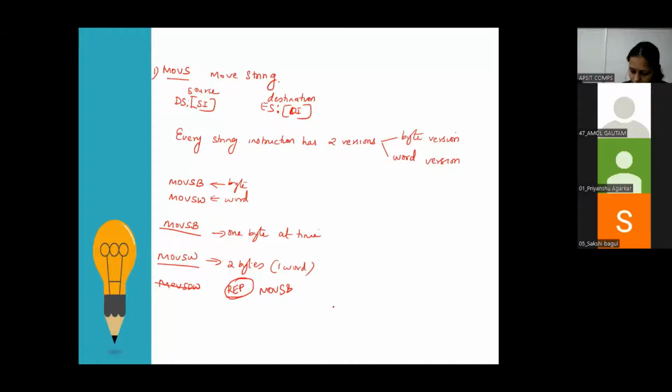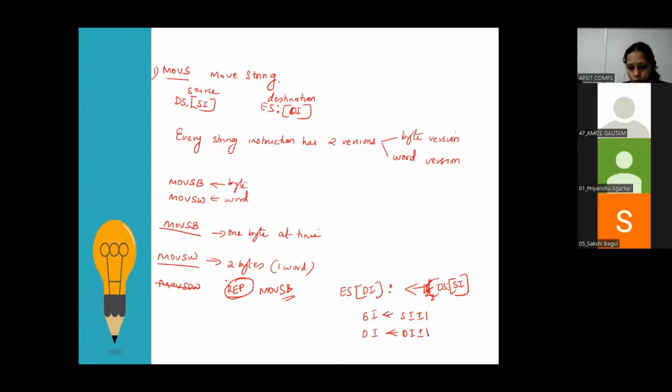So what does this mean? This actually means that you're moving some data from the data segment, which is indexed by SI, to the extra segment, right? How much data are you moving? If it is a byte, you're moving only 1 byte at a time. That means your SI will get incremented or decremented. Your DI will also get incremented or decremented.